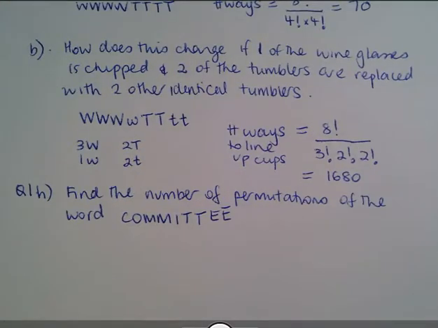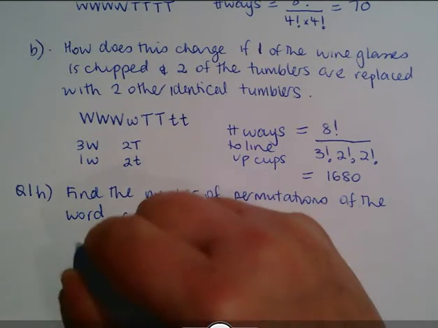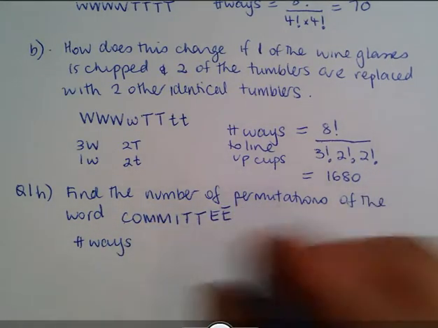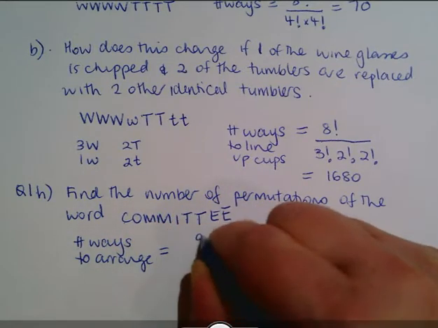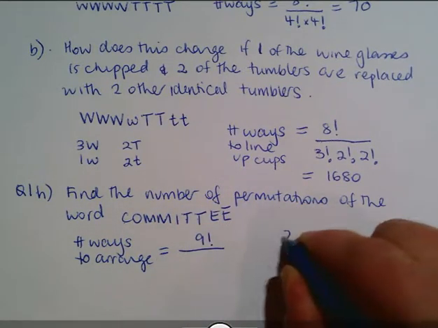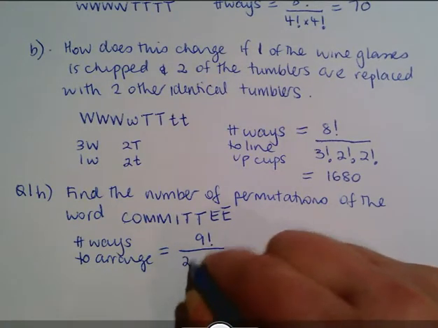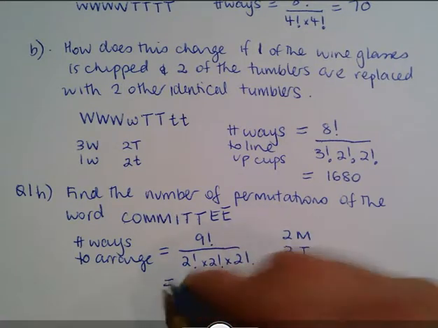We'll find the number of permutations of the word committee. So committee has got 1, 2, 3, 4, 5, 6, 7, 8, 9 letters. So the number of ways to arrange the letters, that's what a permutation is, is 9 factorial over, however we've got 2 M's, we've got 2 T's, and we've got 2 E's. So divided by 2 factorial times 2 factorial times 2 factorial.